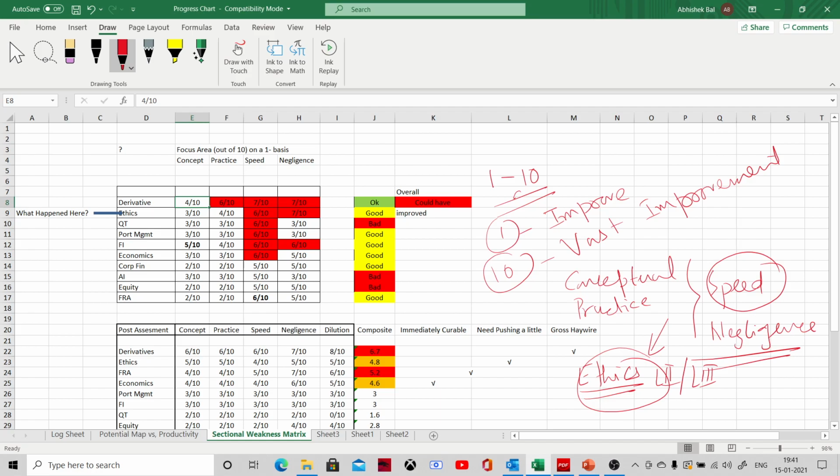Similarly, if you come to ethics, conceptual error, well, it's almost not there. Practice, well, I did practice a lot of questions. Speed, yes, speed was an issue, and negligence again was one more issue. So this is how it is. This is before my first assessment.